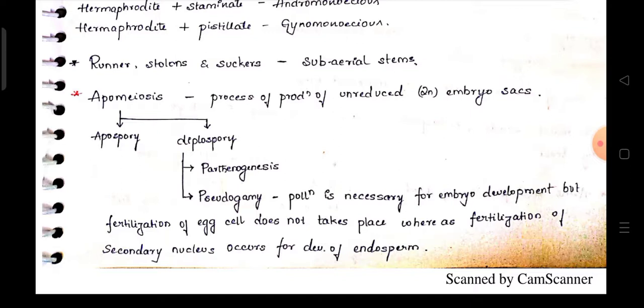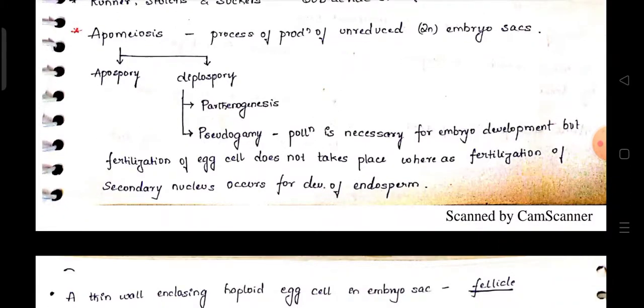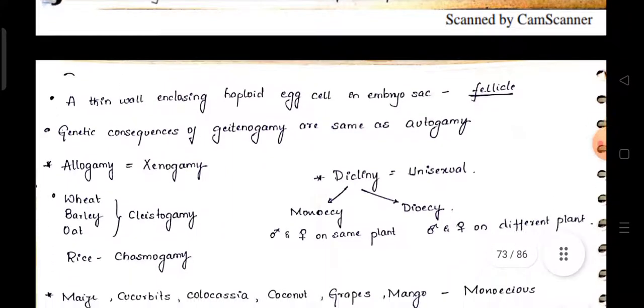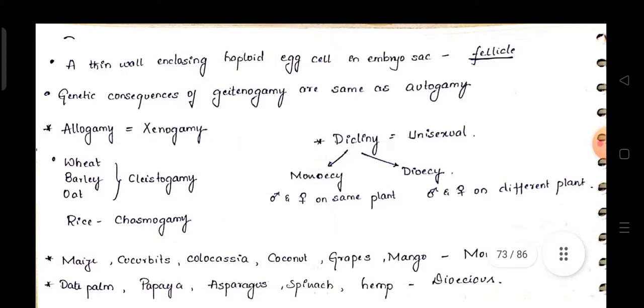Pseudogamy is nothing but pollination is necessary for embryo development, but fertilization of egg cell does not take place, whereas fertilization of secondary nucleus occurs for development of endosperm. Thin wall enclosing haploid egg cell in embryo sac is follicle. Genetic consequences of geitonogamy are same as autogamy. Allogamy is also known as xenogamy.